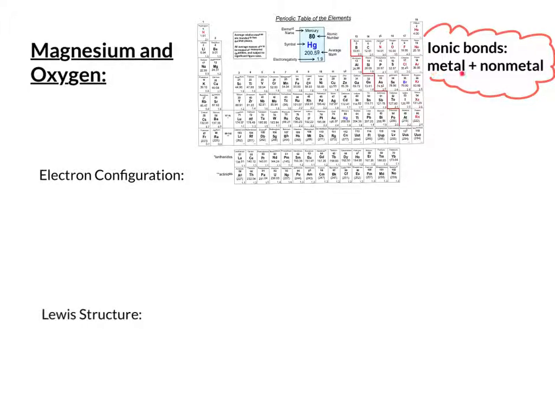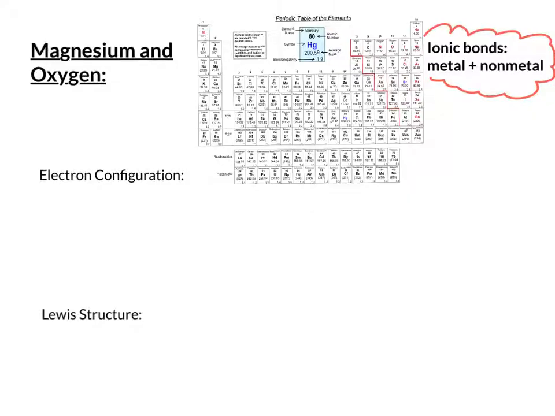An ionic bond or an ionic compound is made of one or more metals and one or more nonmetals. So we always have metal plus nonmetal, and when we represent them as a chemical formula or when we name them, it's always in this order: metal and then the nonmetal. So we're going to see what this looks like, the electron configuration for magnesium and oxygen up here.